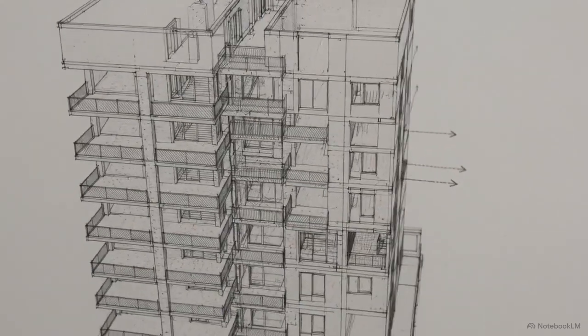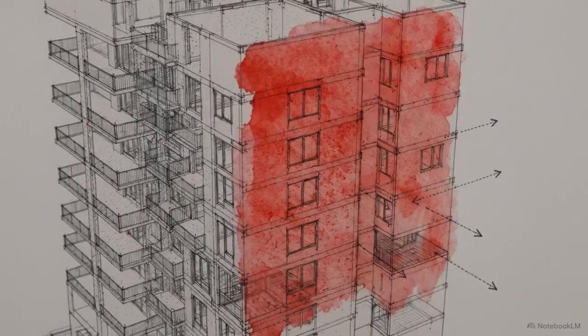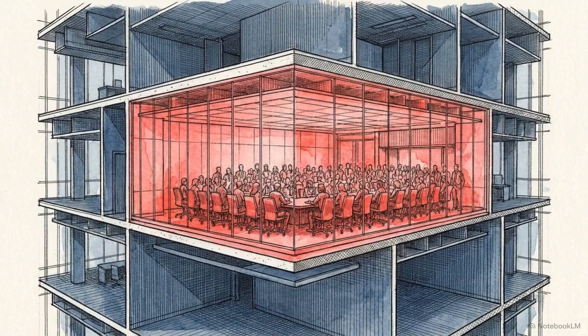Look closely at a modern commercial high-rise. On the south face, intense solar radiation is baking the glass. Deep in the core, a server room is generating intense internal heat. And on the third floor, a conference room is packed with 50 people. Every space has a different, conflicting energy state.